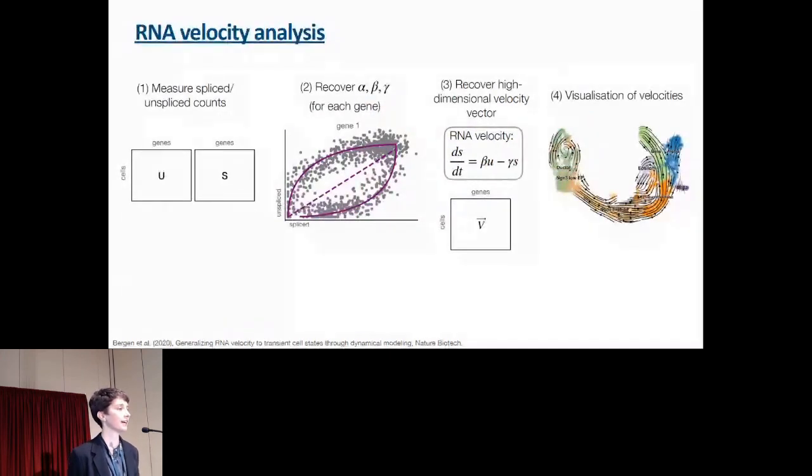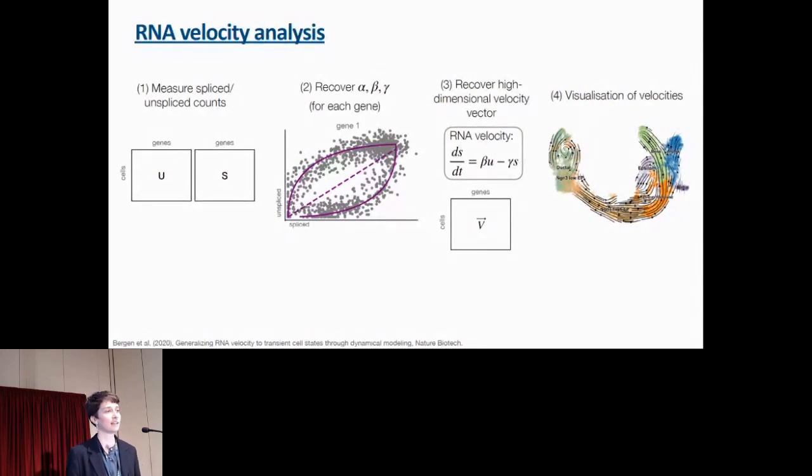And so in a typical RNA velocity analysis workflow, we start with these matrices of spliced by unspliced counts. So we have a measurement of spliced abundances for every cell, for every gene. And then for the same cell, for the same gene, we also have the unspliced abundances. And then for one gene at a time, we can plot these spliced by unspliced abundances, and from those recover the alpha, beta, and gamma parameters. And once we recover this for every gene, for every cell, we now get a high-dimensional velocity vector, where we have a velocity value for every gene, for every cell.